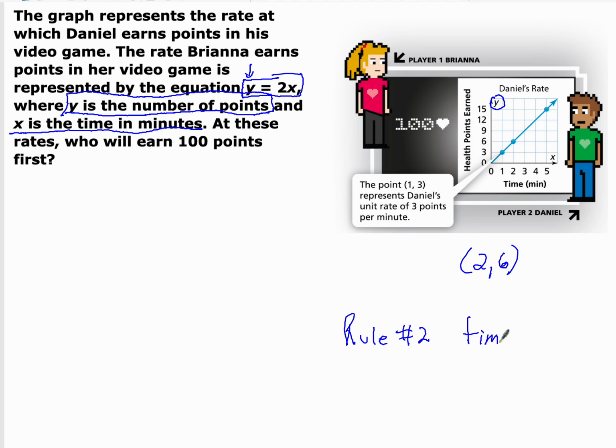Time goes, where do you think? Bottom. On bottom. Time goes on bottom. Okay? When I'm setting up a ratio, I want to put the time on the bottom.